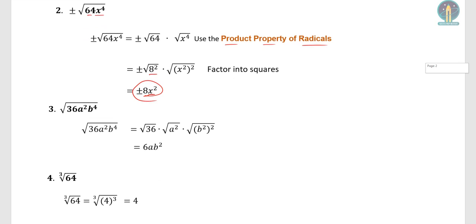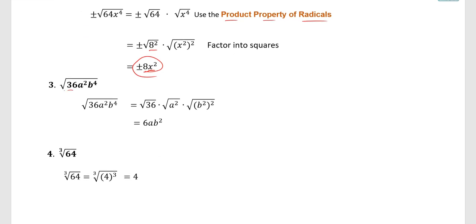Okay. Next example, the square root of 36a squared b to the fourth. Again, this is more than two terms, but we can separate them just like we discussed. So we'll have the square root of 36, the square root of a squared, the square root of b to the fourth, all multiplied together. The square root of 36 is 6, the square root of a squared is a, the square root of b to the fourth is b squared. So this is my result.